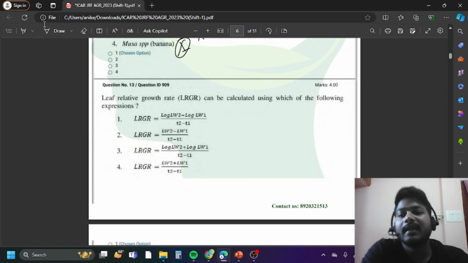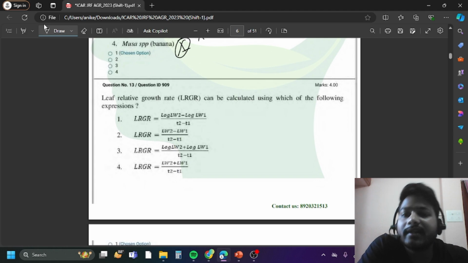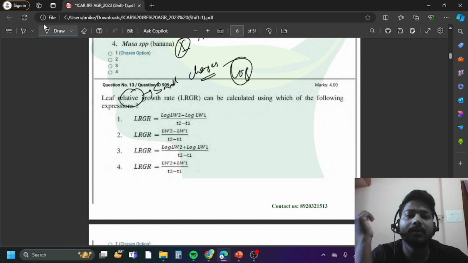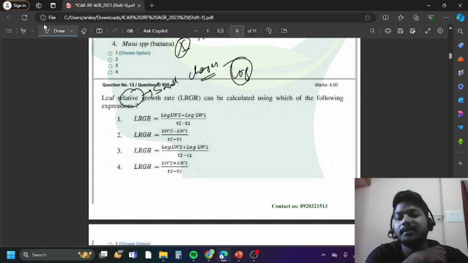Next question. Leaf relative growth rate can be calculated using which of the following expressions? For example, this question also I didn't know. I didn't read it and I went to the exam. So how will I identify the correct answer? Leaf relative growth rate. Relative means small changes. Small changes means I will use the log value. So where is the log value? In option number 1 and option number 3 it is there.